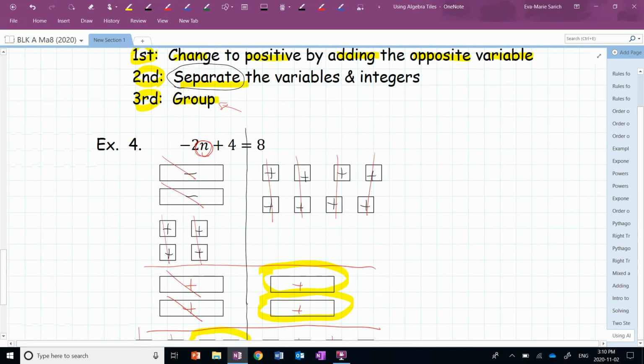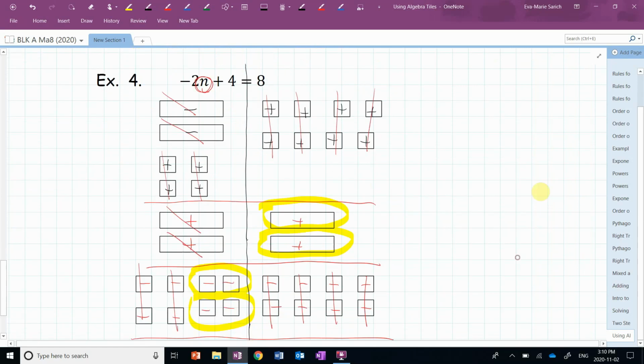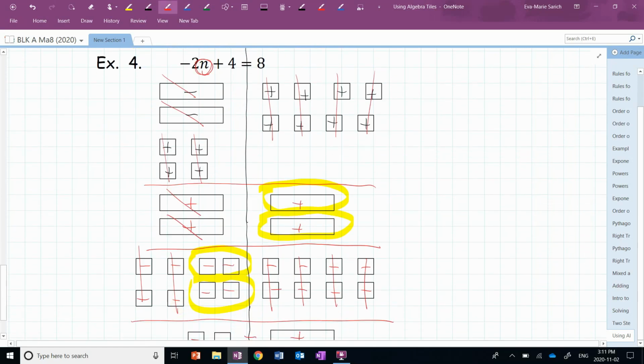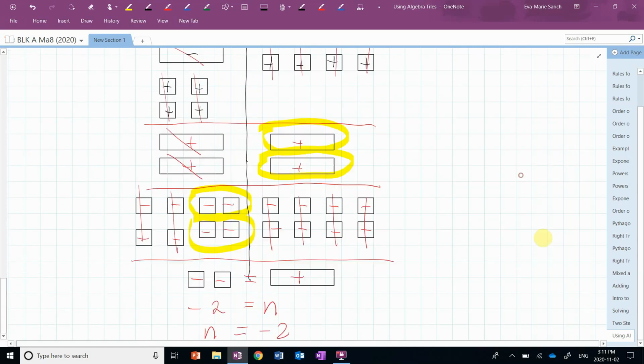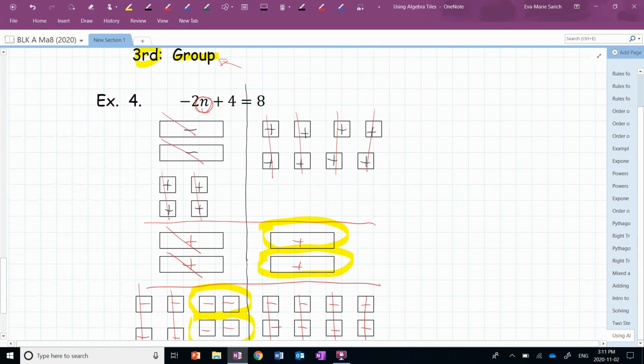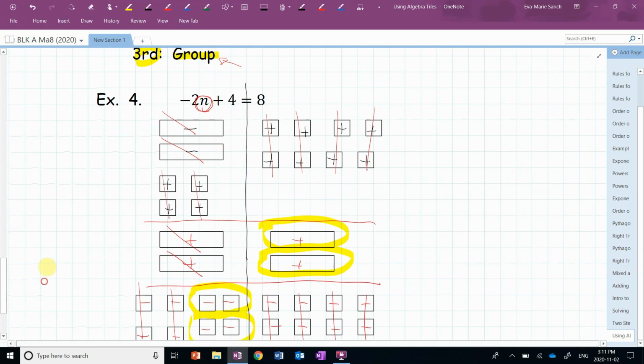In the last example, we had to make the variable positive first by adding the opposite. Then we needed to separate, and then we needed to group, and lastly, flip it. Okay? So if you've got a negative variable, you need to add the opposite, separate, then group. Those are the toughest ones.